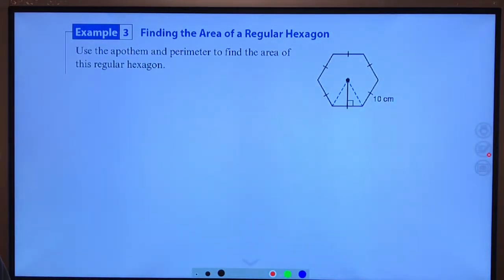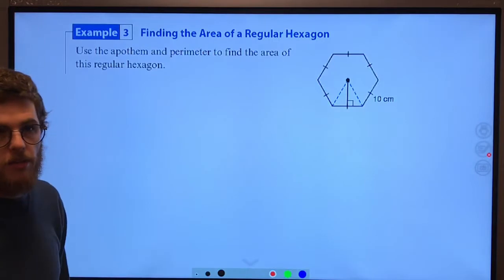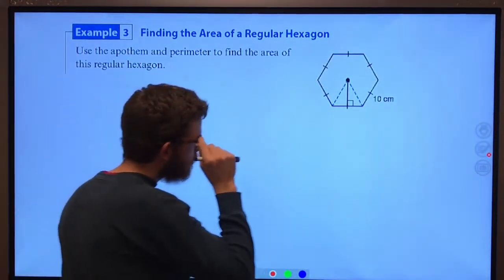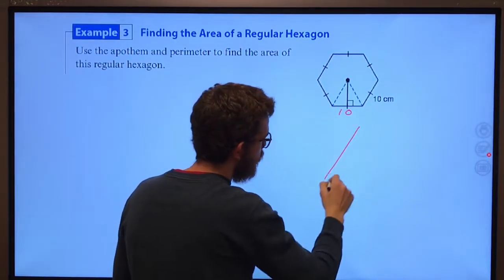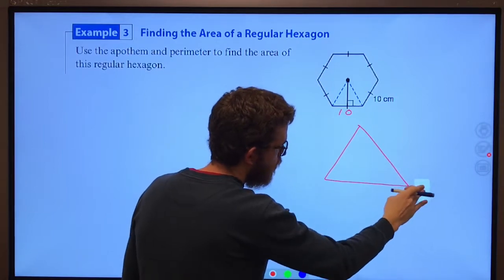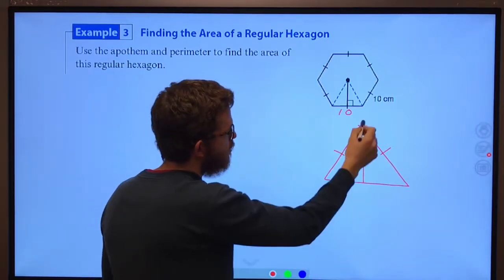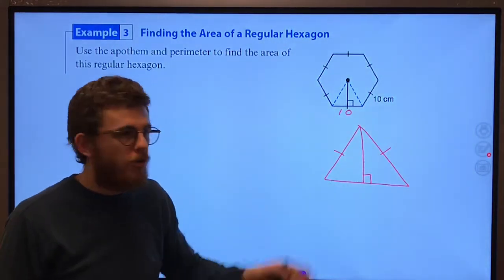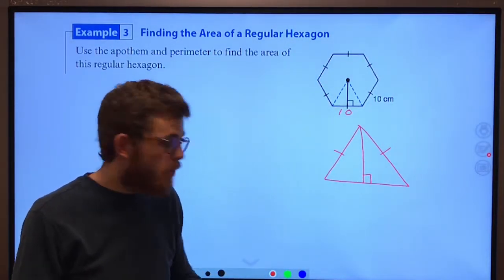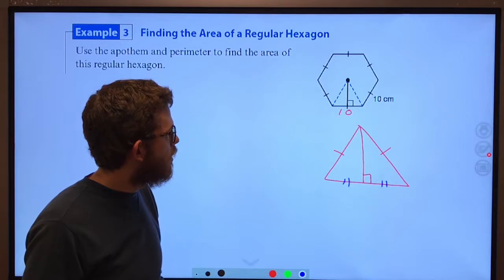Okay, here it says use the apothem and the perimeter to find the area of the regular hexagon. So notice here, all they gave us was one side length. It really all comes down to this triangle right here. That's what we need to focus on. So I'm going to draw this triangle. Of course, we know it's isosceles, and if we draw a perpendicular segment from the vertex angle of an isosceles triangle to the base, we know it's going to bisect the base. That is something that we've said for a while now.